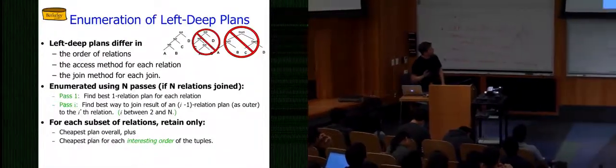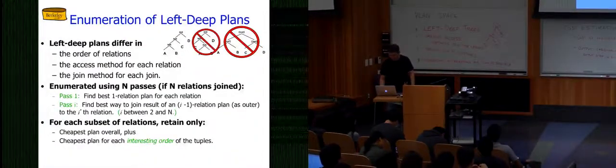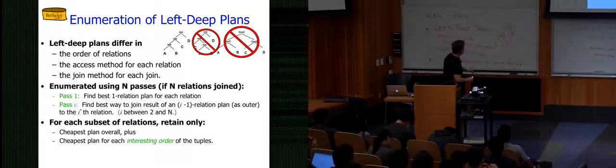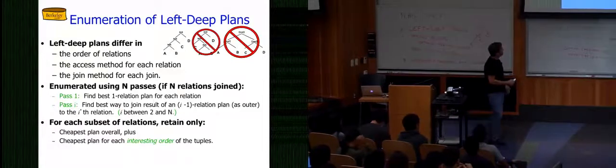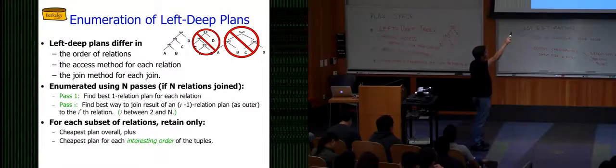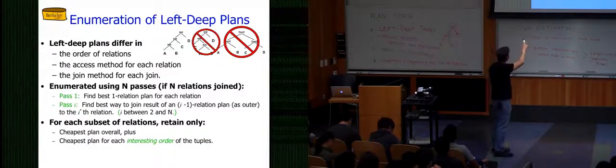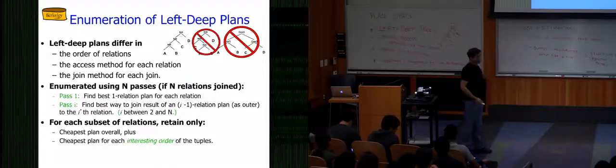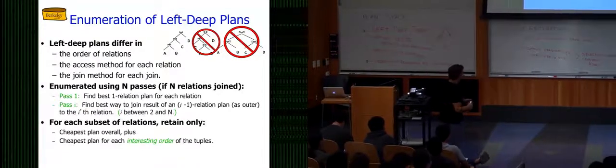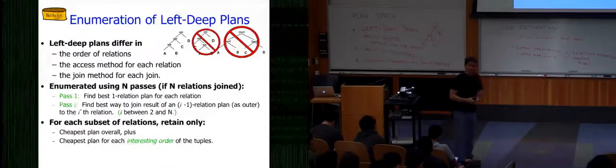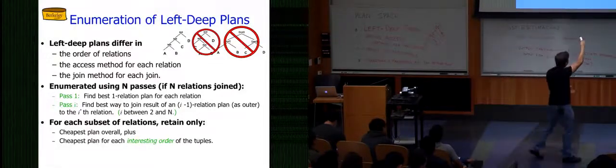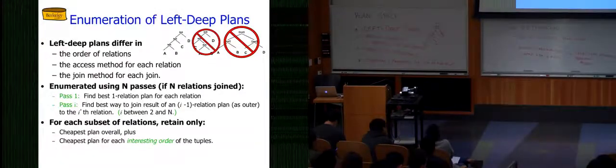And as we said at the beginning of lecture, left deep plans differ in the order of the relations, ABCD versus BACD versus ACBD, et cetera. They differ in the access method for each relation. So is it a heap file scan, or is it one of the B trees, et cetera? And they differ in the join method. That's the only things you can do with a picture of a left deep tree. You can move the relations around, and you can change the annotations of what's the access method of the leaves, what's the join algorithm of the joins. That's it. Okay?